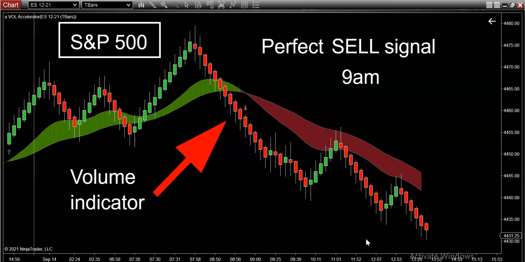All right, folks, let's talk about trend trading. What does it mean? How can it help you sharpen your trading skills? And more importantly, how can a trend trading strategy skyrocket your trading performance?